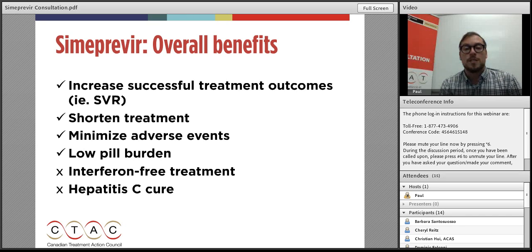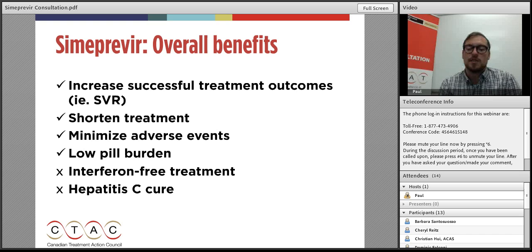It does require to be taken with food, but not with the fat restrictions that are seen, for example, in Simeprevir. So here's your summary point of the overall benefits that we can see with including Simeprevir as a clinical advance in hepatitis C treatment. It has the potential to increase successful treatment outcomes. We see a substantial increase in treatment outcomes in terms of sustained virological response.